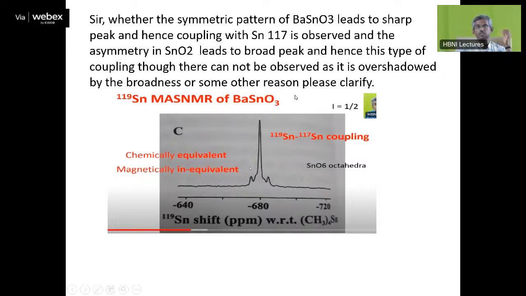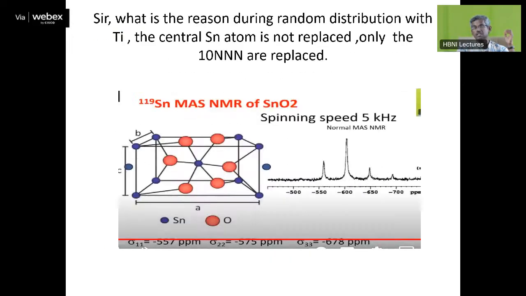So your question is, sir, whether the symmetric pattern of barium stannate leads to a sharp peak and hence coupling of tin 117 is observed, and the asymmetry in SnO2 leads to a broad peak and hence this type of coupling cannot be observed as it is overshadowed by the broadness. You are perfectly right. In the case of tin oxide, what happened? Tin oxide is an asymmetric system because it's a tetragonal system, whereas barium stannate is a cubic system. So in tin oxide, you can see here, it's a tetragonal system.